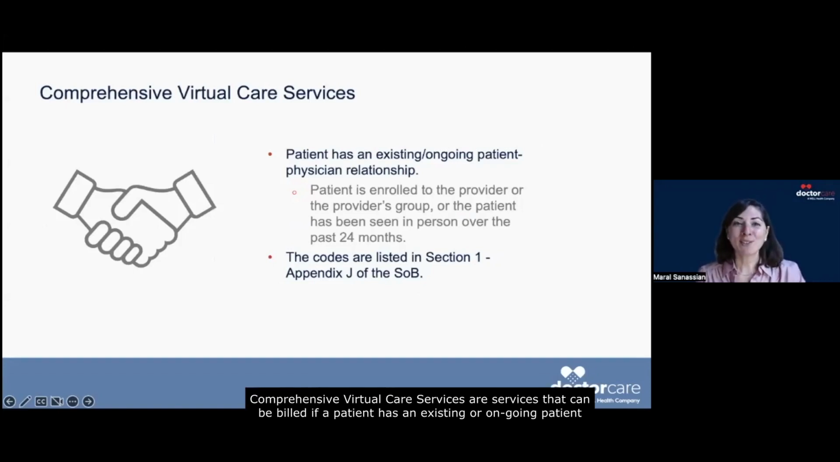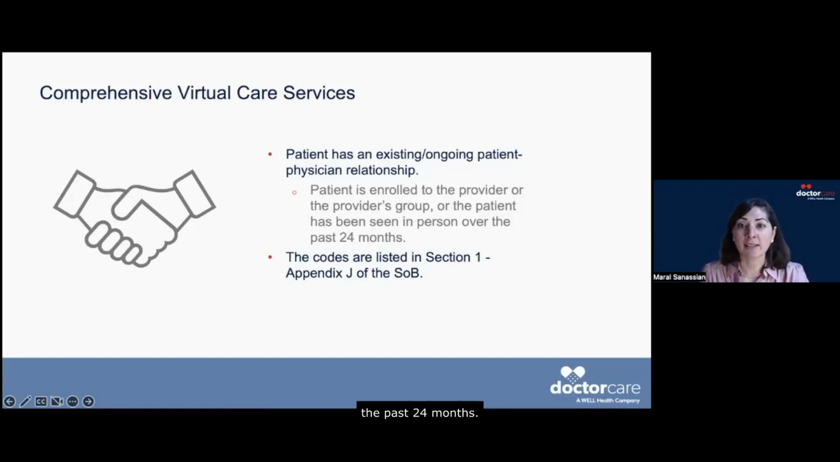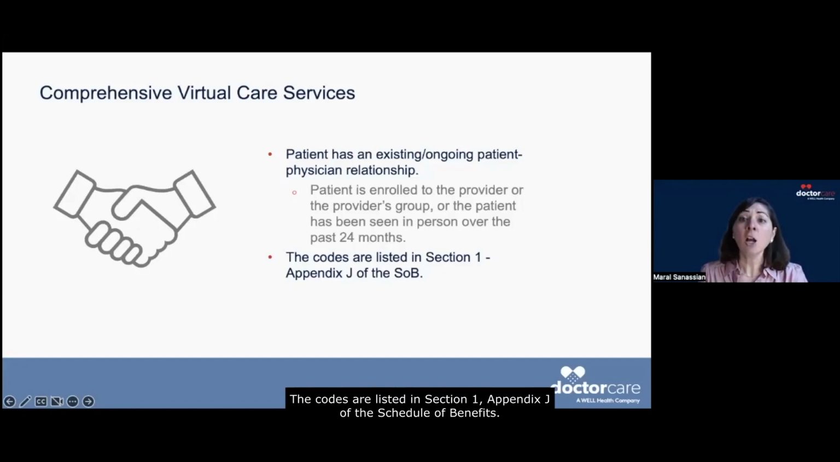Comprehensive virtual care services are services that can be billed if the patient has an existing or ongoing patient-physician relationship. This means that the patient is enrolled to the provider or the provider's group, or the patient has been seen in person over the past 24 months. The codes are listed in Section 1, Appendix J of the Schedule of Benefits.